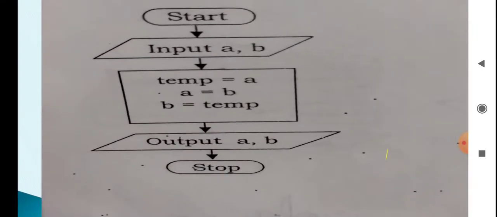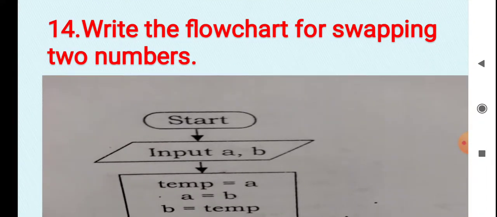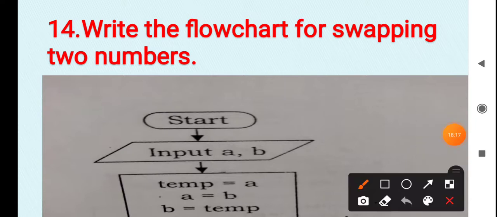Next, write the flowchart for swapping of two numbers. What does swapping of two numbers mean? A and B are there. For example, A value is 10, B value is 20. After swapping, A value should become 20 and B value should become 10. This is the meaning of swapping of two numbers. Here, first we have to input the values of A and B. Before that, we have to start the algorithm. So, start.